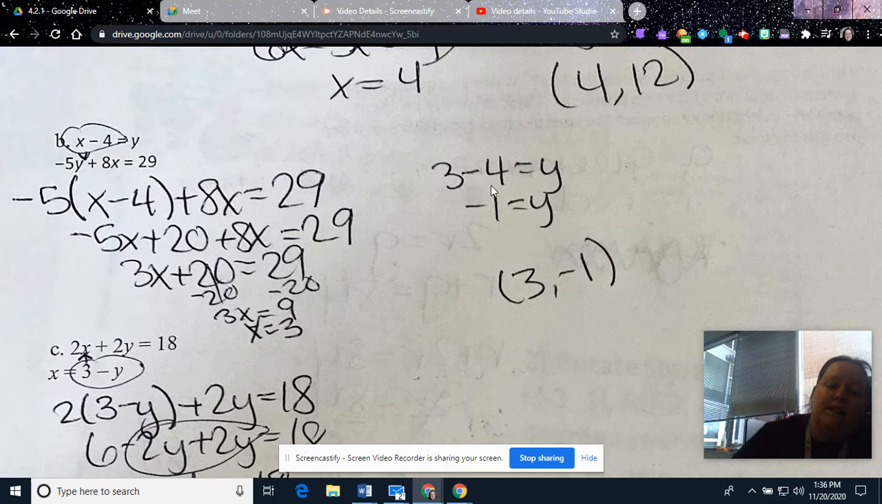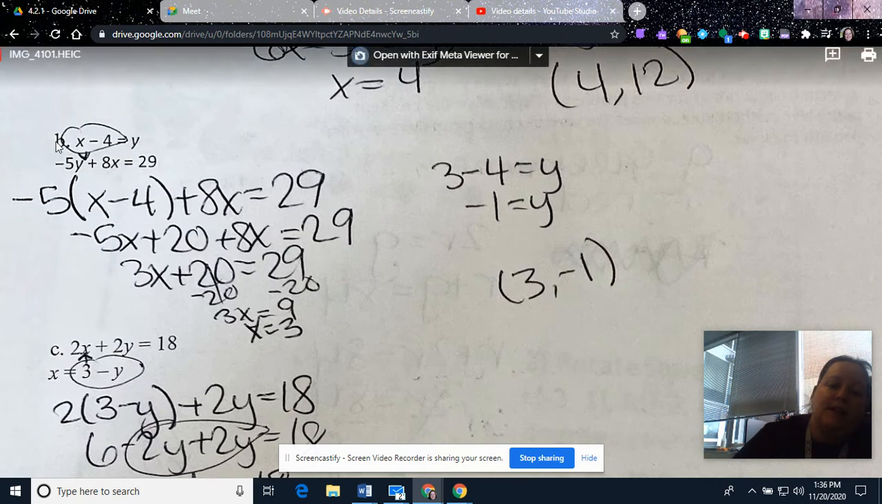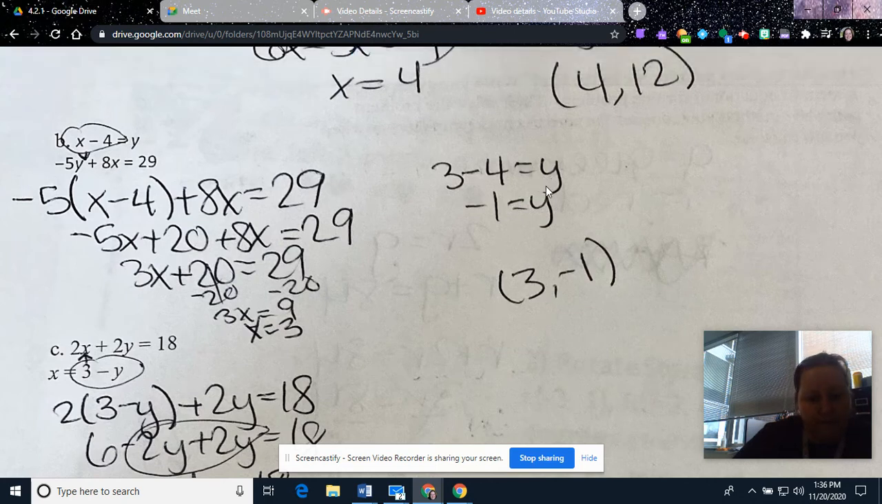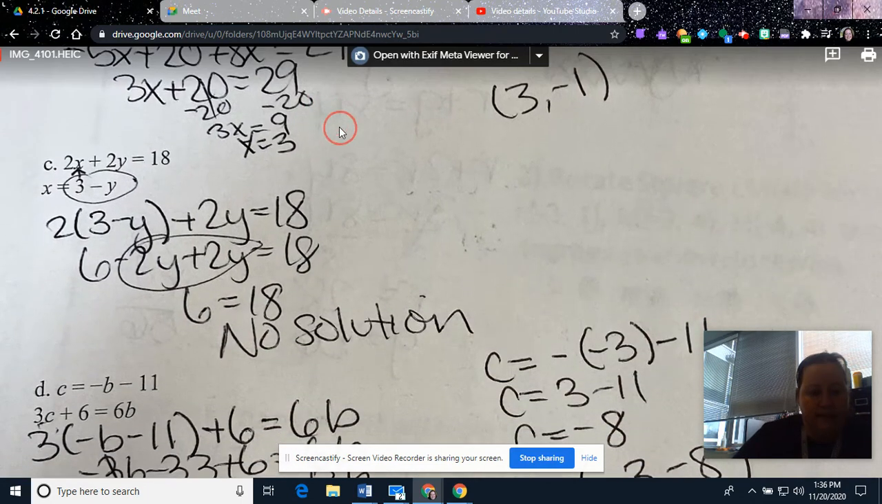Once you know what x is, you can plug it into either equation. The top equation is definitely easier to plug it into. 3 minus 4 equals y. Well, 3 minus 4 is negative 1. So then that's your ordered pair: (3, negative 1), that's your solution.